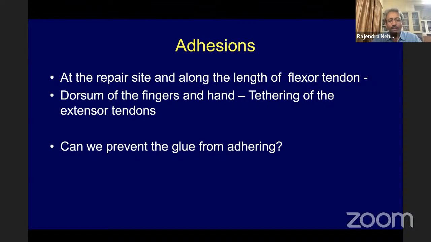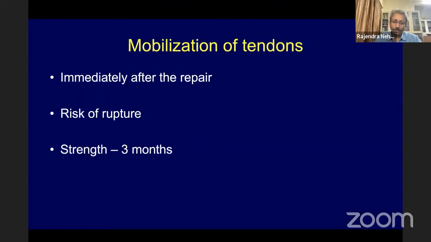So can we prevent this glue from adhering? The answer is simply, you mobilize the tendons. And it should be immediately after the repair. But then there is always a risk of rupture of your repair if you try to mobilize them early, because the normal strength of the tendons is achieved at 3 months. Then what is the answer?